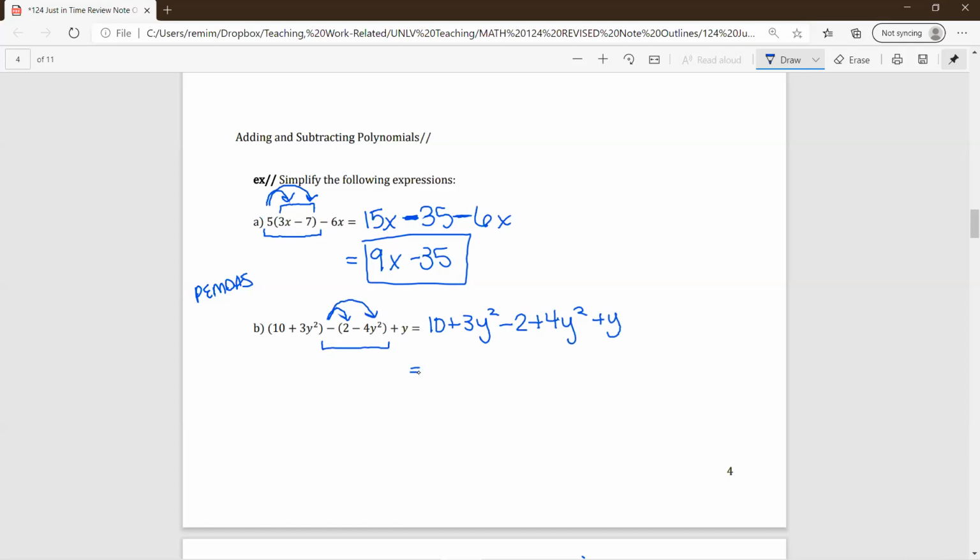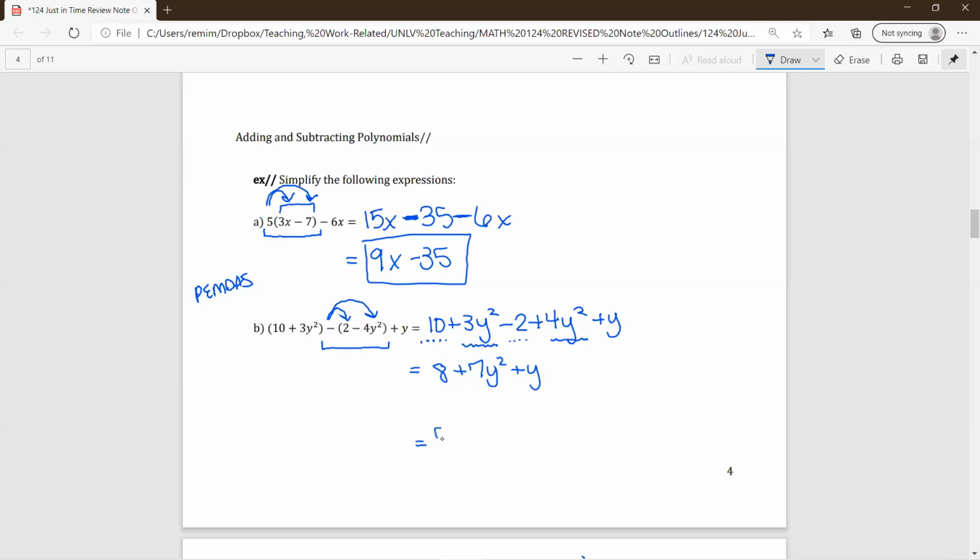And at this point, I'm going to look for like terms. The 3y squared and the 4y squared, those are like terms. And then also the 10 and the minus 2, those are like terms because they both don't have a variable part. So 10 minus 2 is 8. And then 3y squared plus 4y squared is a positive 7y squared. And then I got that plus y at the end. I can box my answer at this point because there's no like terms. So that would be perfectly fine.